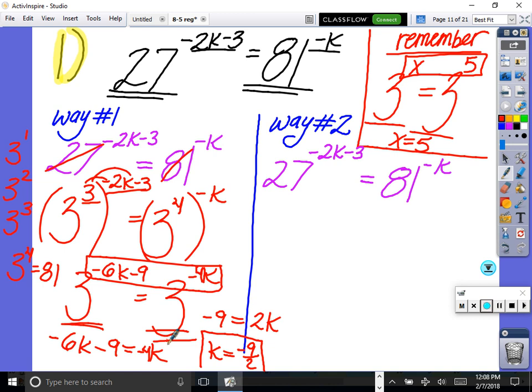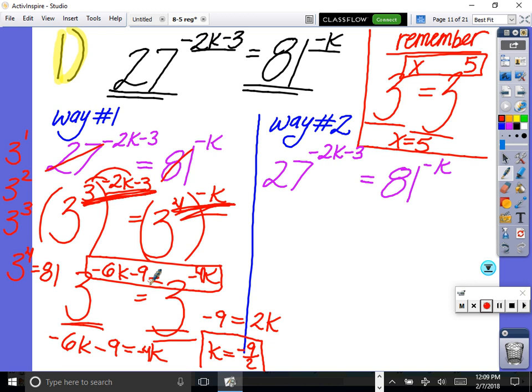If you'd have 3 times negative 2k, that's negative 6k. So we just have these exponents right here and right here, correct? So that's why I have negative 6k minus 9. And then there's an equal sign. So now we can solve.